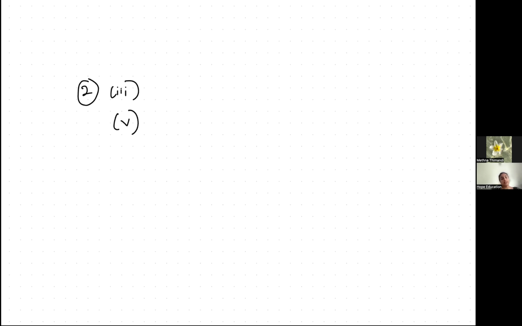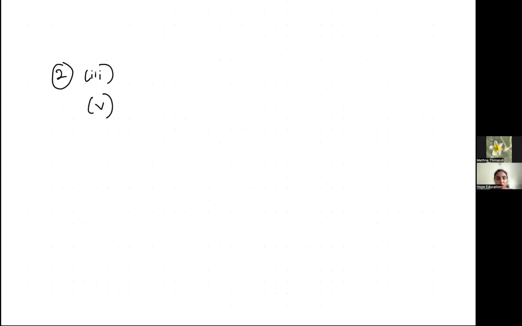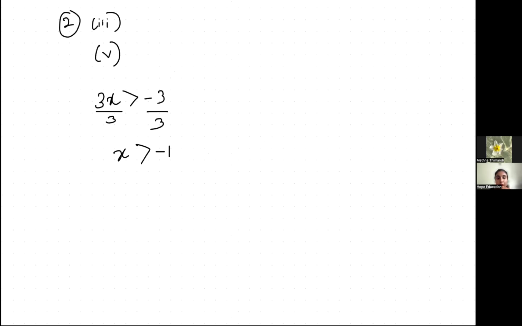Okay, we'll discuss. In the third one, we have 3x greater than minus 3, right? So, 3x greater than minus 3, we divide both sides by 3. We get x is greater than minus 1, right? So, you have to represent this on a number line.